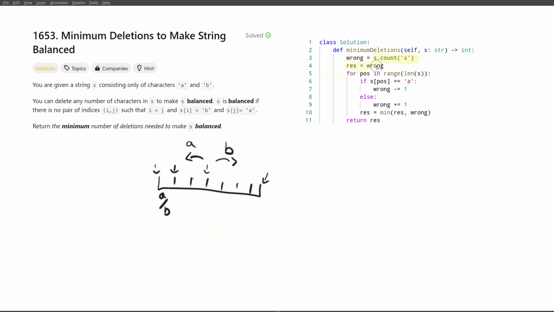So our result starts at the result for the left bound, which is just the number of A's. We go through all the positions and we look at the letter at that position. It's either an A or a B. If it's an A, it now becomes a correct letter, so we have one fewer wrong letter. Otherwise, it was a B, now it becomes a wrong letter, so the number of wrong letters increases by 1. The result is the minimum of those, and at the end we return the result.